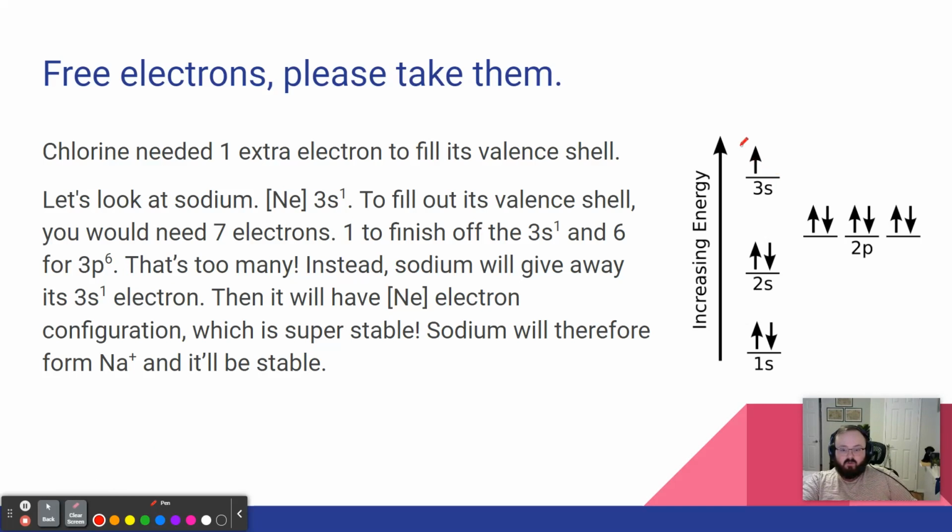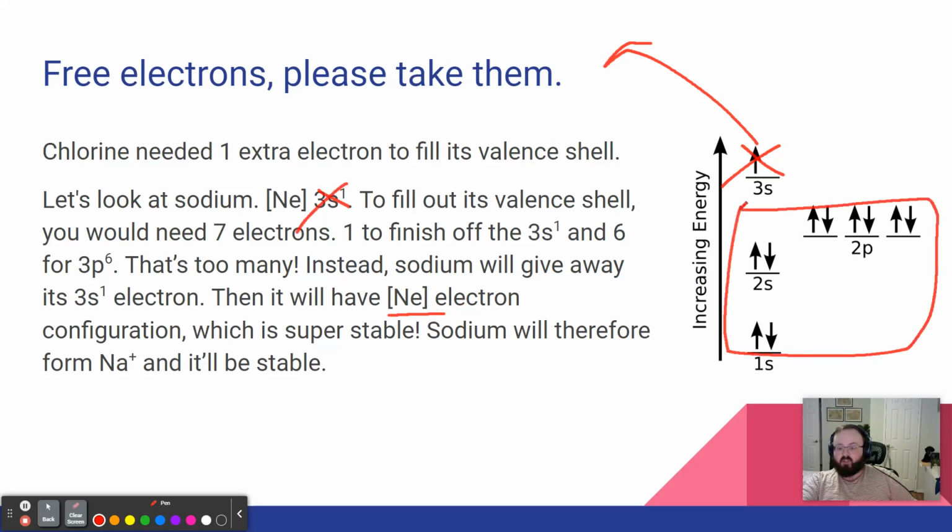Instead, we're going to give away this electron. Goodbye. It's gone. Then we will just have the same as the neon electron configuration. If we get rid of this electron, now we have the same electron configuration as neon, and we have that double stability here. We have that full n equals 2 shell. We get our double stability, which means that sodium with one lost electron, which will form a sodium plus ion, will be stable.